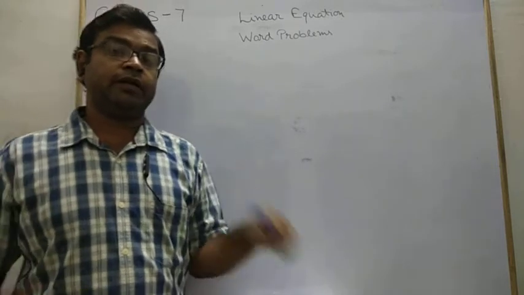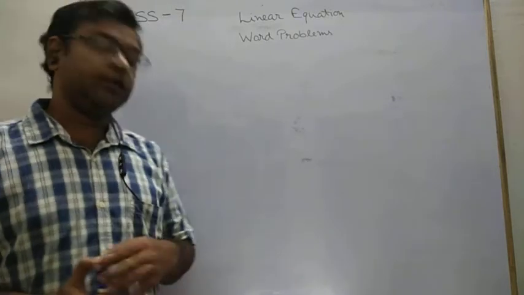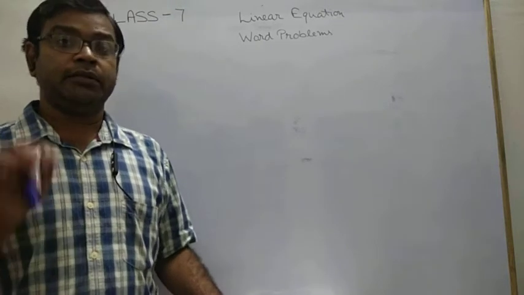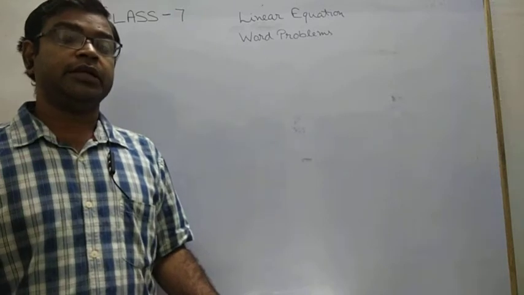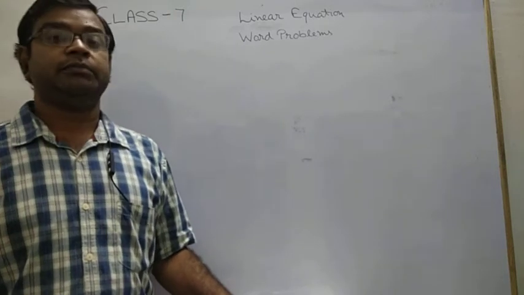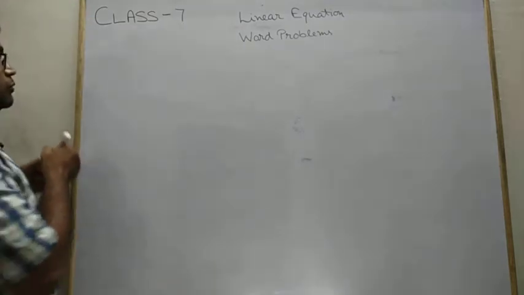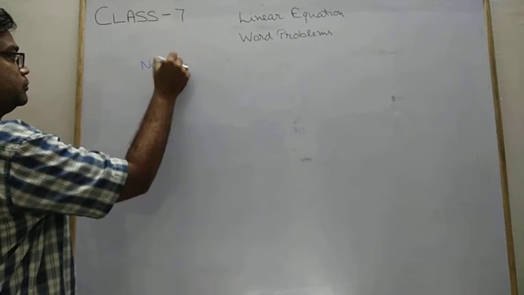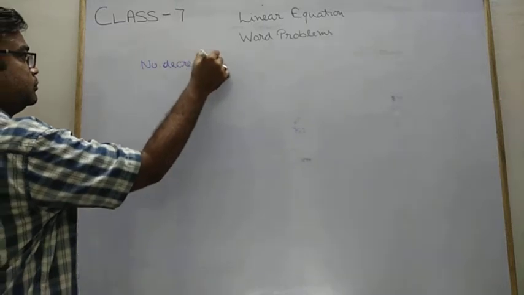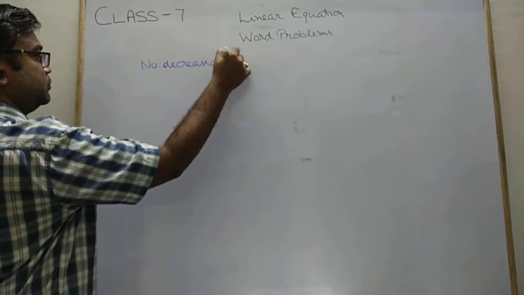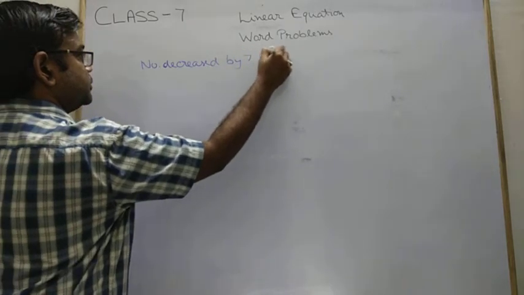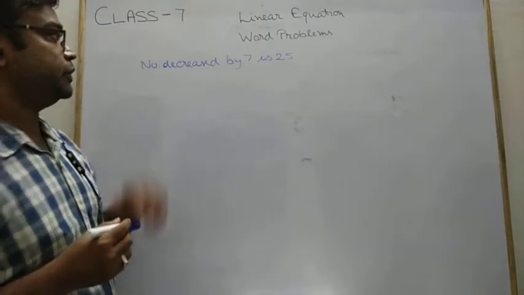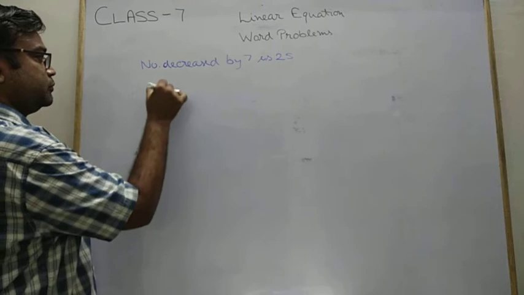Listen to my voice very carefully. I am reading the question. The very first question I am reading: the number decreased by 7 is 25. Find the number. So what does the question say? The question says that the number decreased by 7 is 25. So find the number. This is the language. So let the number be x.